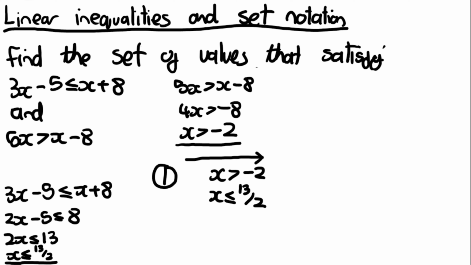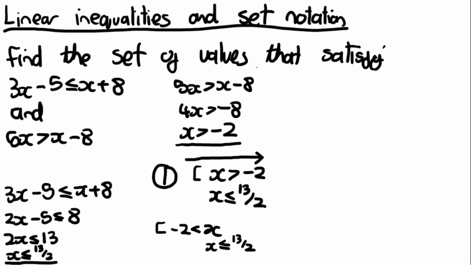X is greater than minus 2, and if you just flip this around and say that x is greater than minus 2. Remember, these two things here are the exact same. They both represent x is greater than minus 2, and then I'm going to keep writing this the same, where x is less than or equal to 13 over 2.